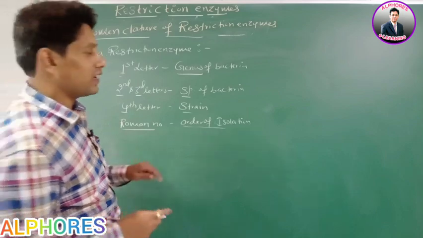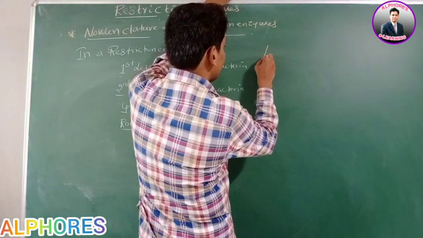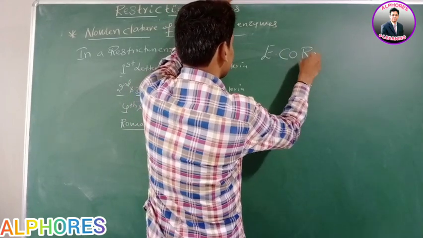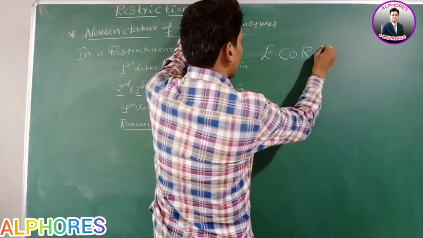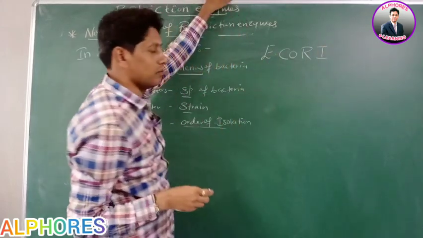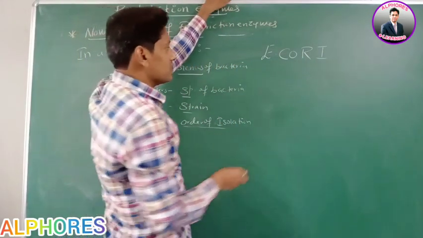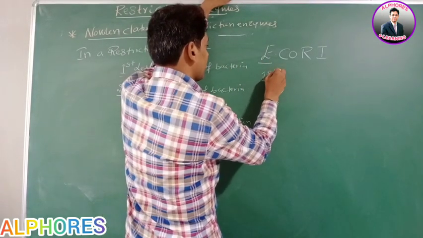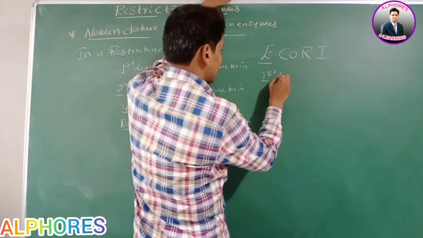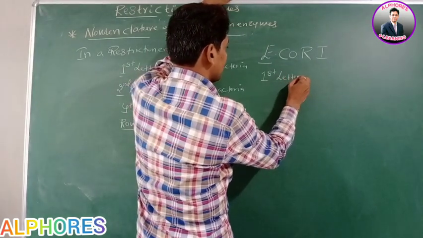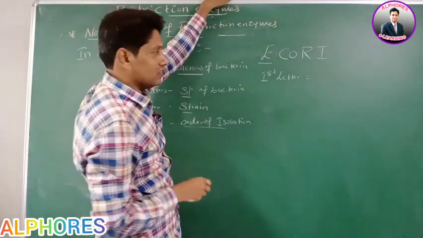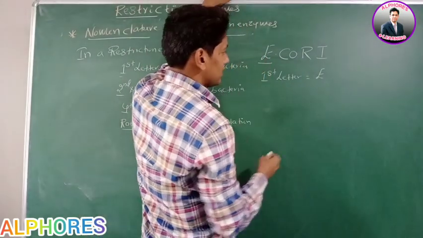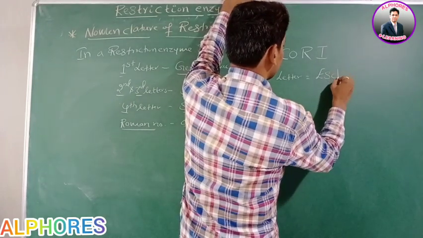For example, take a restriction endonuclease enzyme by the name EcoR1. What is the enzyme name? EcoR1. What is the first letter? E. The first letter indicates the genus, the one from where this enzyme is isolated: Escherichia.